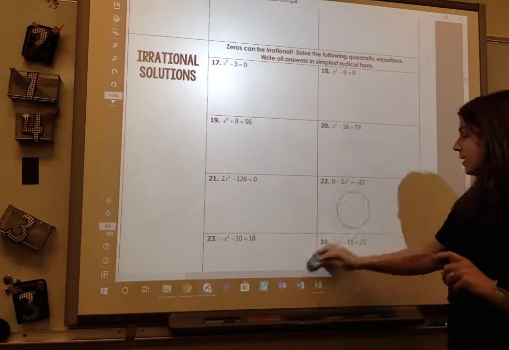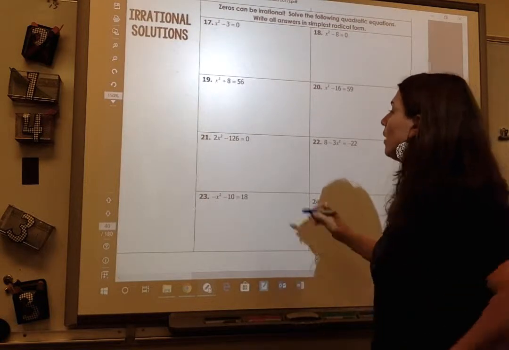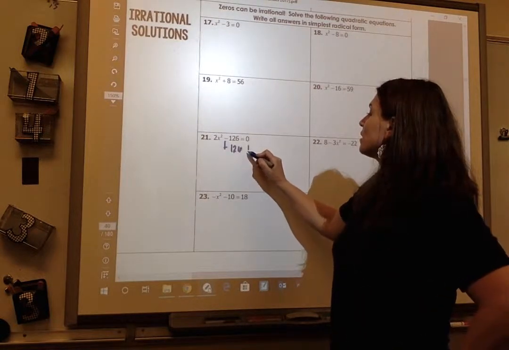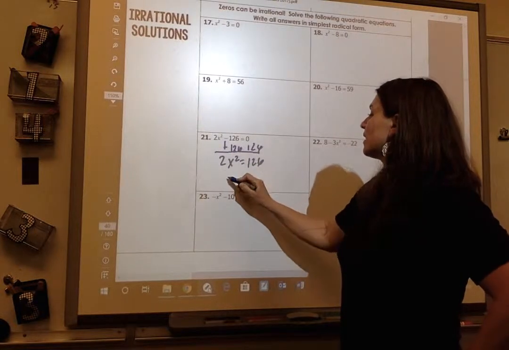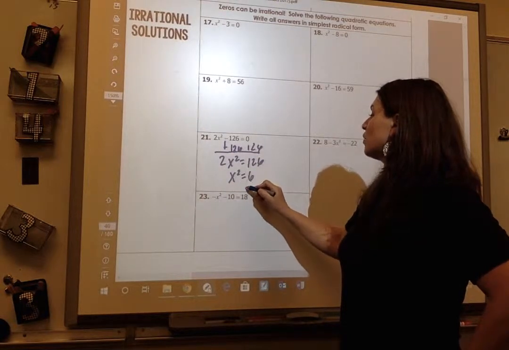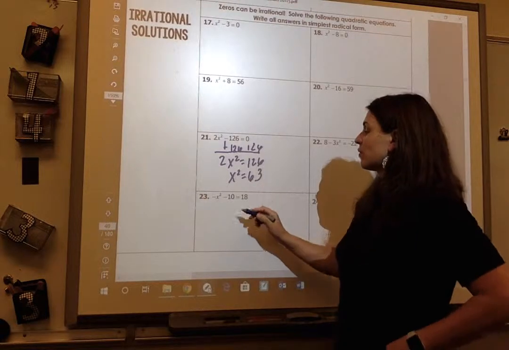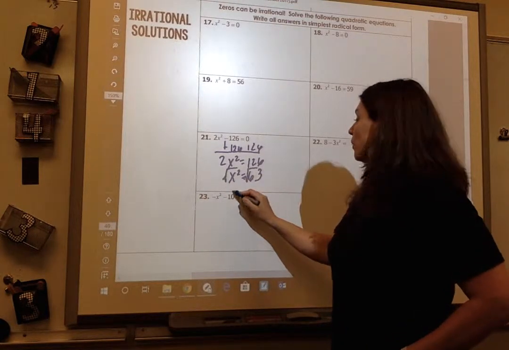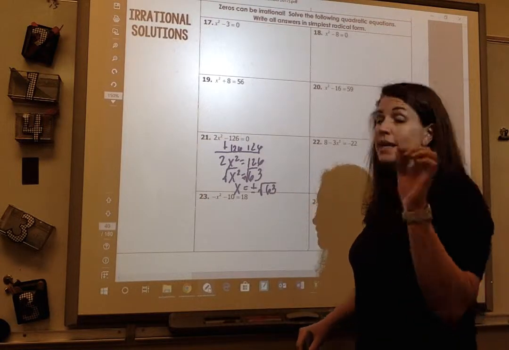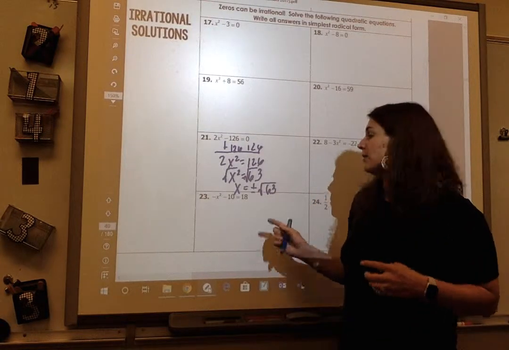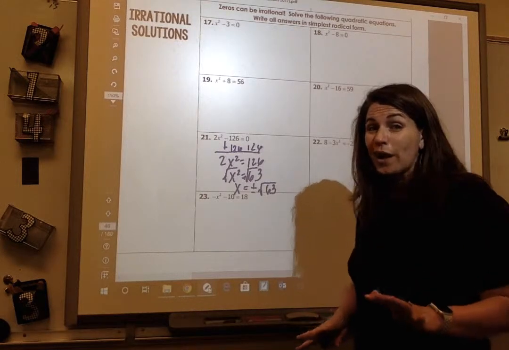We can take a look at number 21. I add 126 to both sides. 2x squared equals 126. Divide both sides by 2, and I get x squared equals 63. And then I take the square root, so I get x equals plus or minus the square root of 63. Keeping in mind that I have to simplify this. If you leave it in this form, it's not full credit.